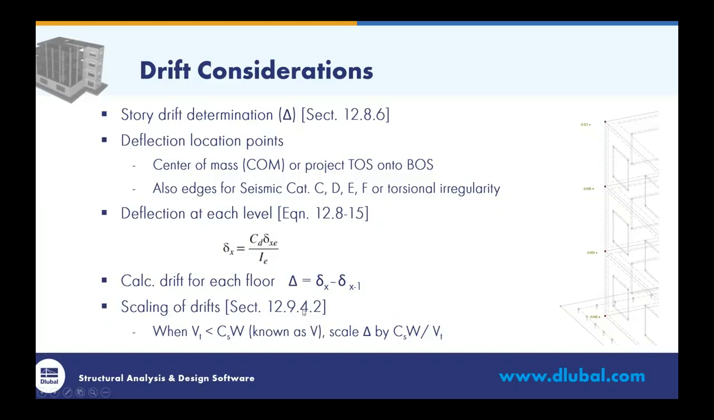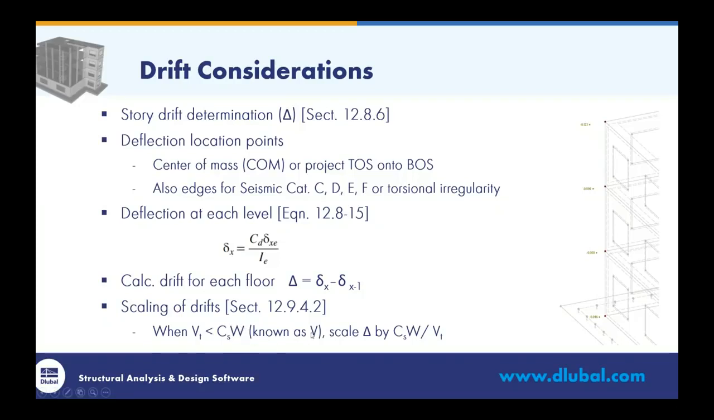Section 12.9.4.2, in a similar manner to the base shear, tells us that we need to scale the drifts when V sub t, which is the modal base shear from our result beam, is less than C sub s, which is the seismic response coefficient, times the effective weight.